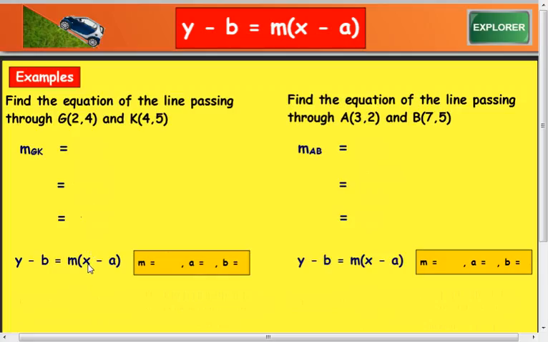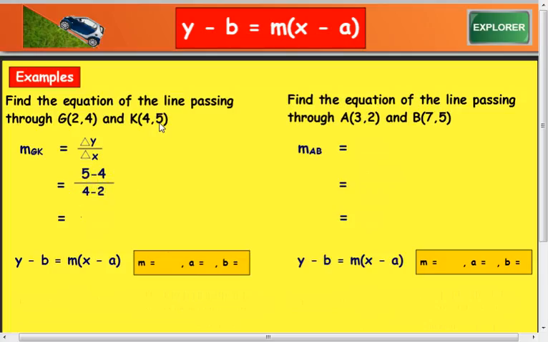The reason we're doing that and not y equals mx plus c is because we don't know what the intercept is. Okay, so firstly let's do the gradient. So the gradient is delta y over delta x. Now I would start here and do 5 take away 4 on the top. Remember, y's are the second part of the coordinates, so 5 take away 4 on the top and 4 take away 2 in the bottom.